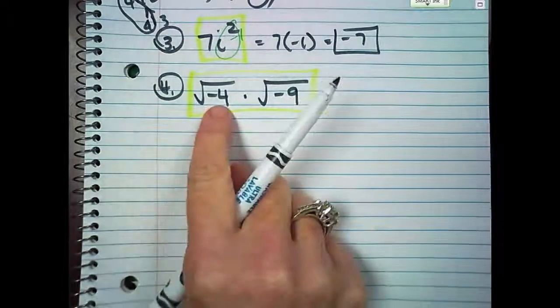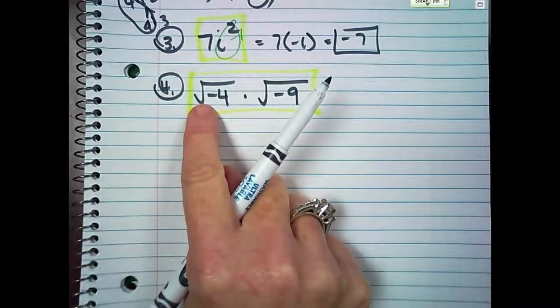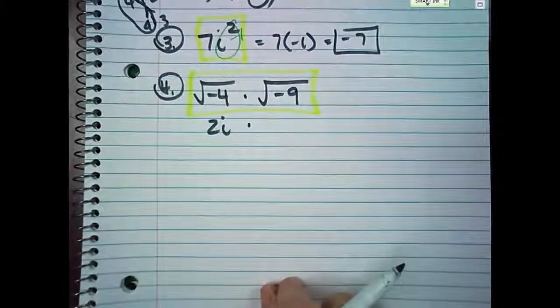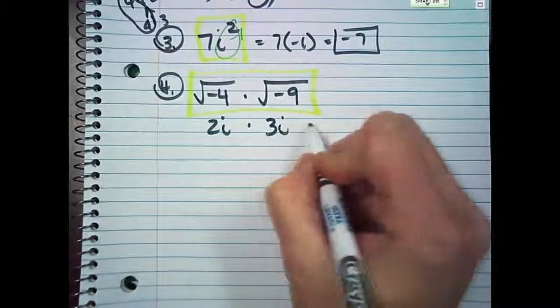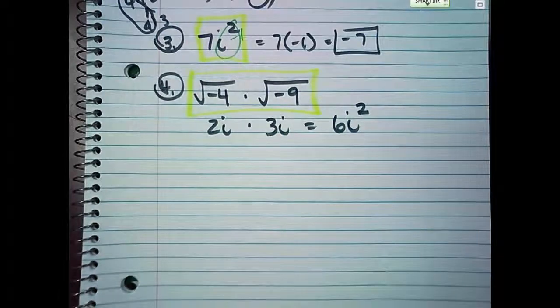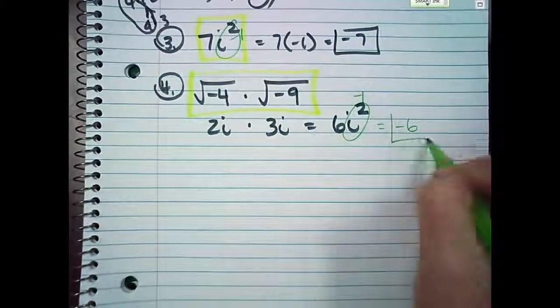This is actually what? What's the square root of 4? 2. And square root of a negative 1? i. So this is 2i times, what's this give me? 3i. 2i and 3i make 6i squared. So this answer is not 6. It's actually what? Yep, i squared is negative 1. So the answer is actually negative 6.